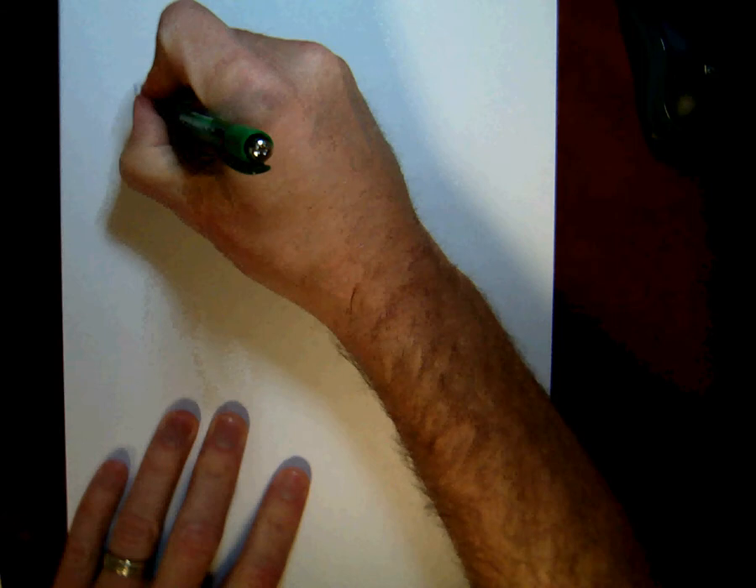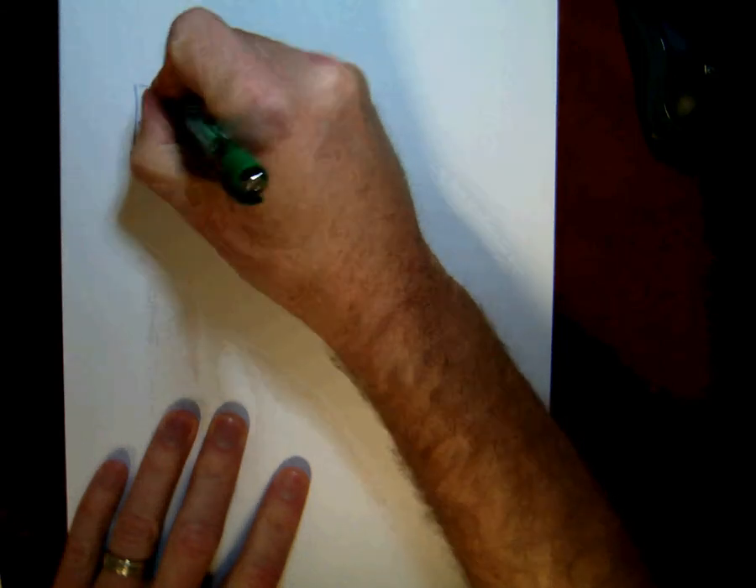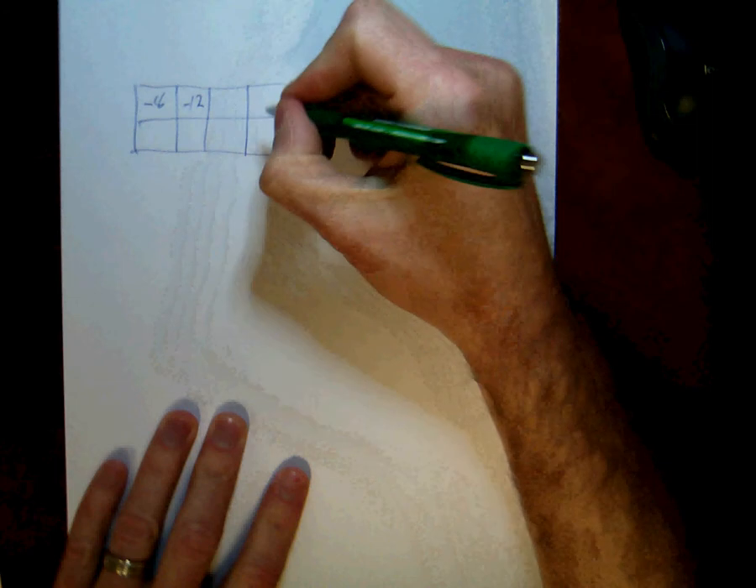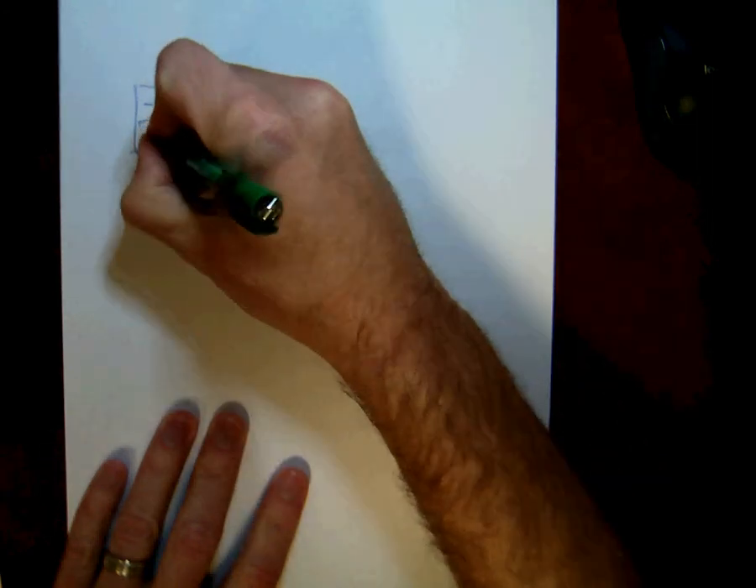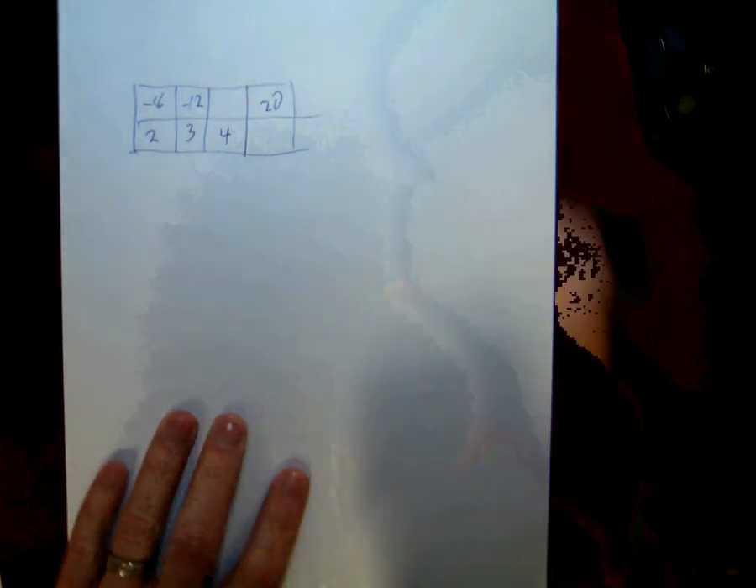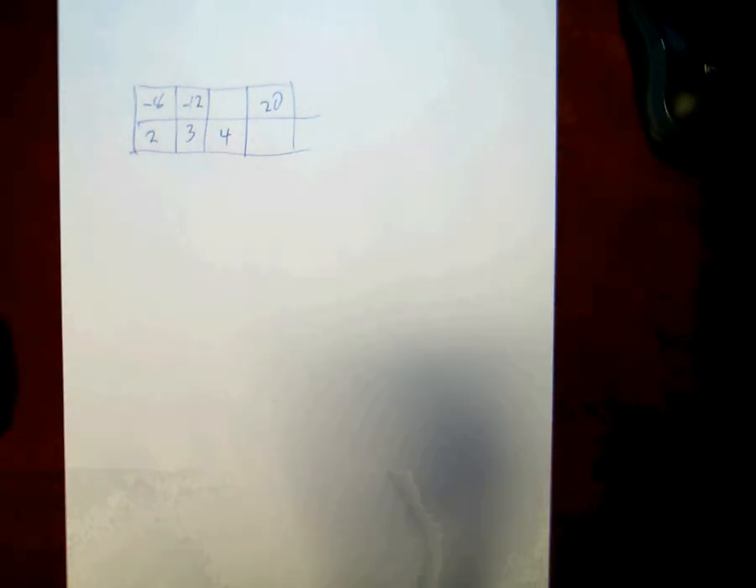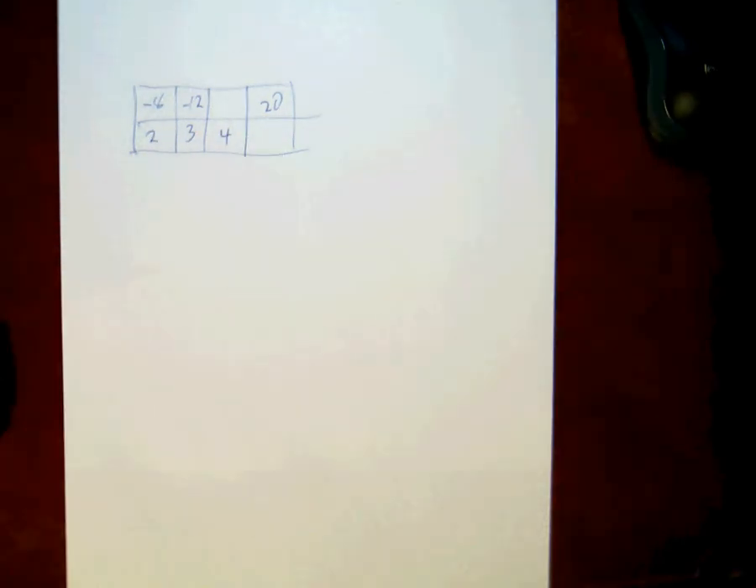So, negative 8, negative 12. I'm going to give you a couple of minutes to do this one. It's direct variation. And then I'm going to give you a shortcut.